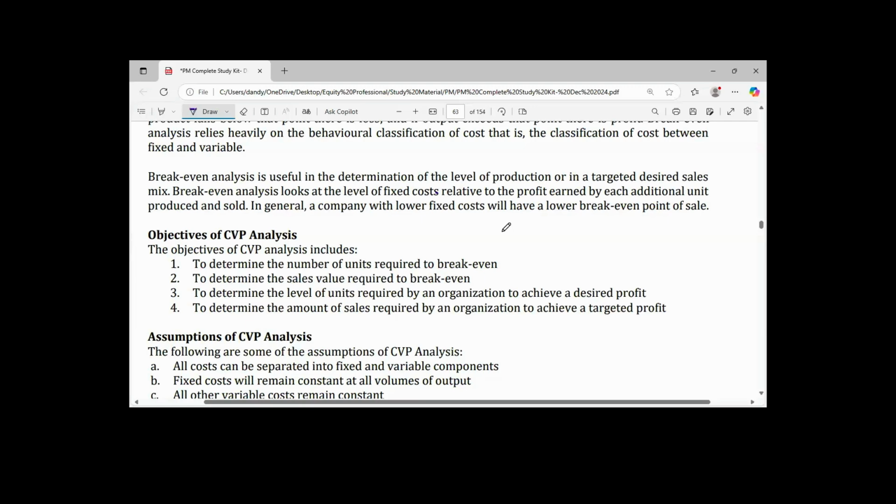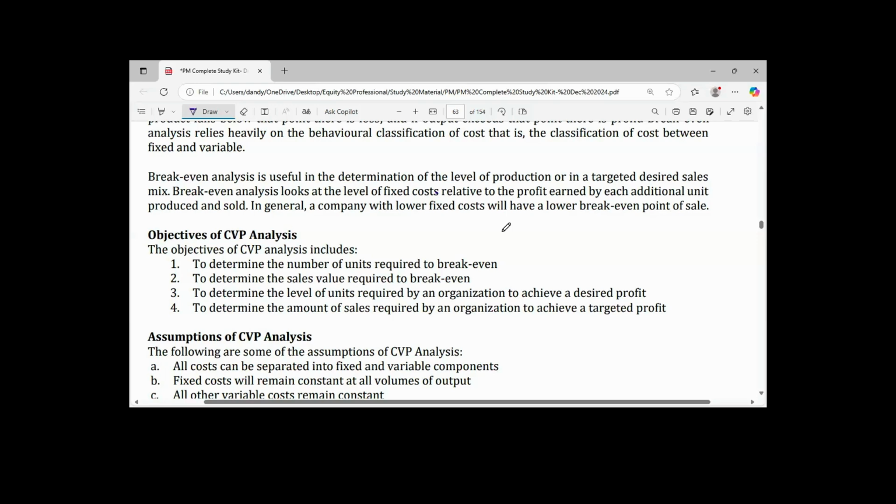The third one and the fourth one, you want to make profits. Therefore, what is the number of units? The objective is to determine the number of units required to achieve a targeted profit. In this case, you now have a targeted profit, a predetermined or intended profit that you want to earn. Therefore, how many units are we going to produce for us to be able to achieve the targeted profit? This will serve as a kind of motivation to the organization.